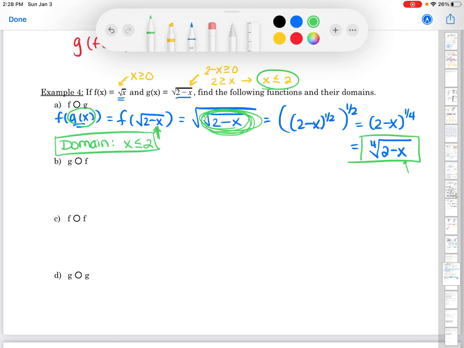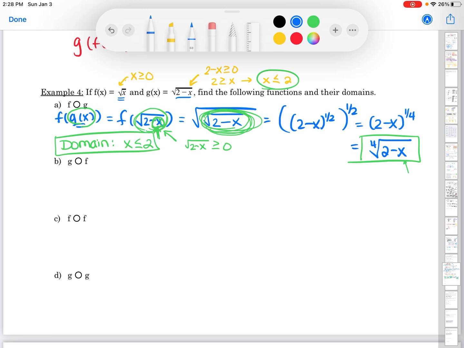Now, I know it seems kind of silly, like, oh, x has to be greater than or equal to 0, but it doesn't. Whatever g of x turns out to be has to be greater than or equal to 0. So really this is saying that the square root of 2 minus x has to be greater than or equal to 0. Not this x, but whatever we're inputting to the f function. All right, hopefully a few more examples will make this make a little more sense.